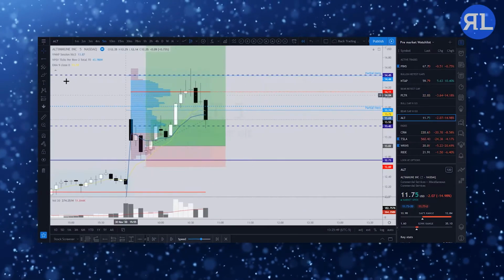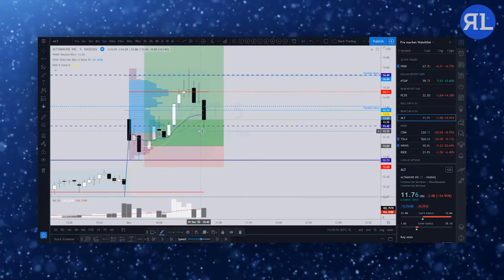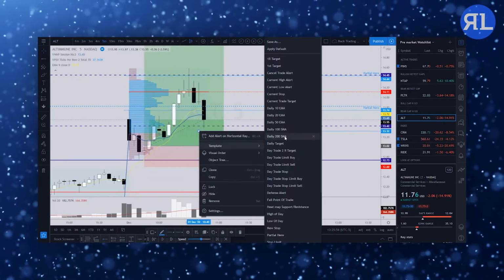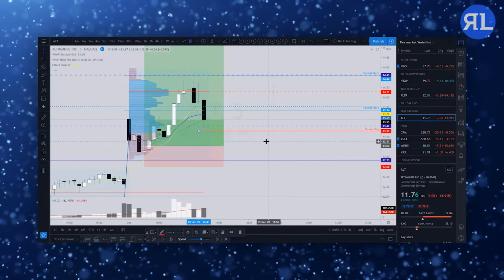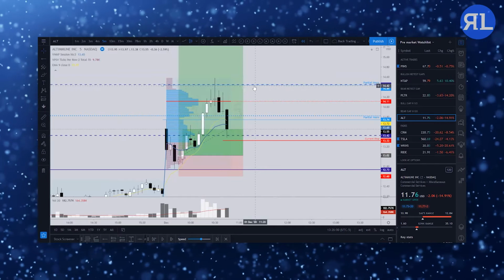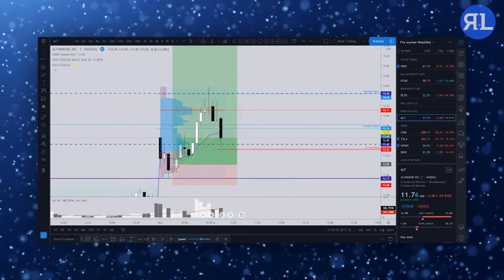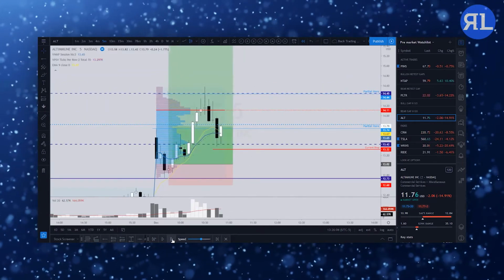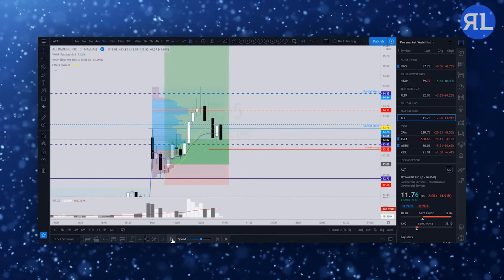Okay, so there's a close below the VWAP. What I'm going to do is move my stop to this area right here. We've taken 20% off the position already. We've taken a partial here, which I take 10%, and another 10% right here. So let's see if we can't get this thing to regain the VWAP, which it did there.